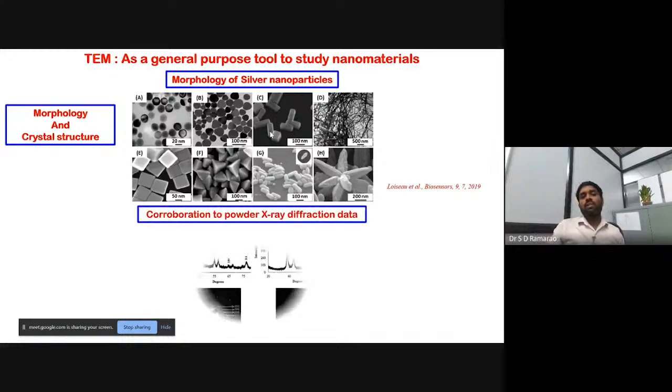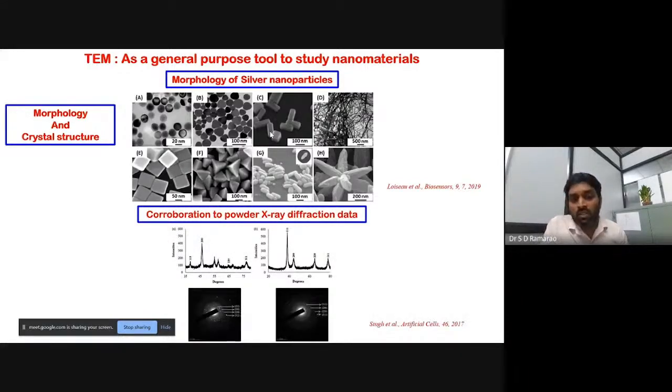And the next thing you will do is corroborate your powder X-ray diffraction data. You all might have seen this data in the previous presentations. This is powder diffraction data, which typically shows the intensity versus your diffraction angle. These reflections are characteristic for a given material. They are like fingerprints, we can say, for a given material. This is the silver nanoparticle, the first one, and this one is gold nanoparticles, and these are the corresponding powder diffraction data.